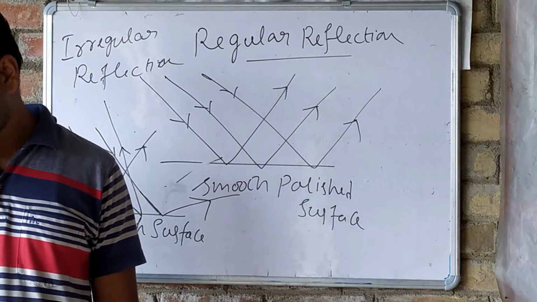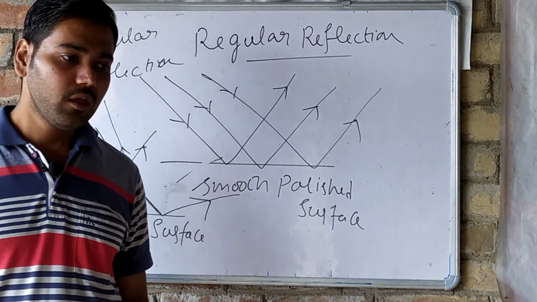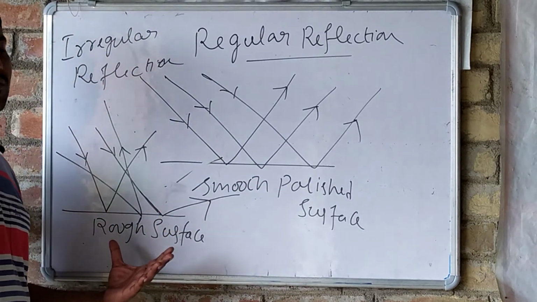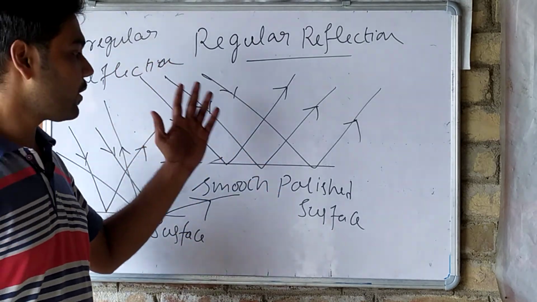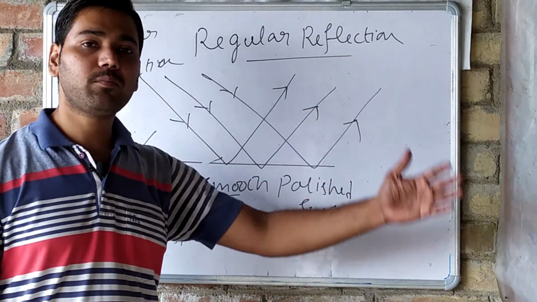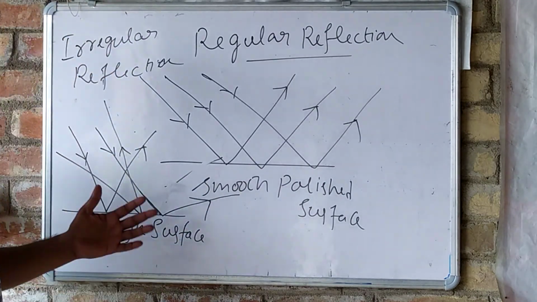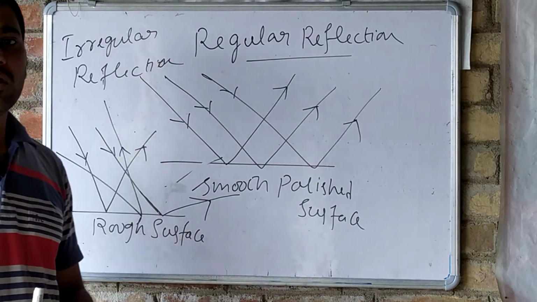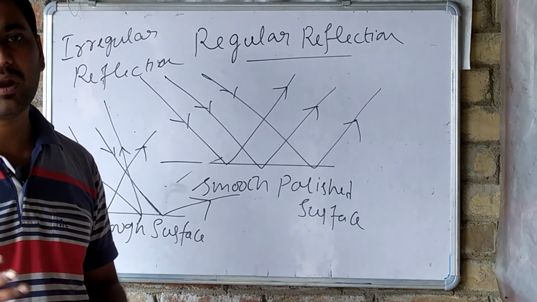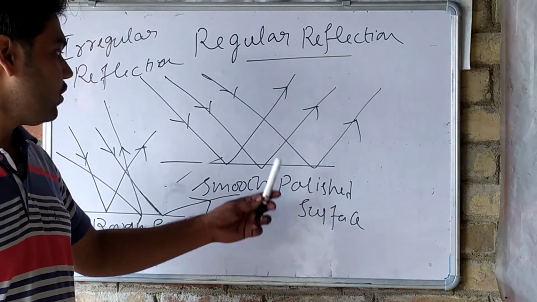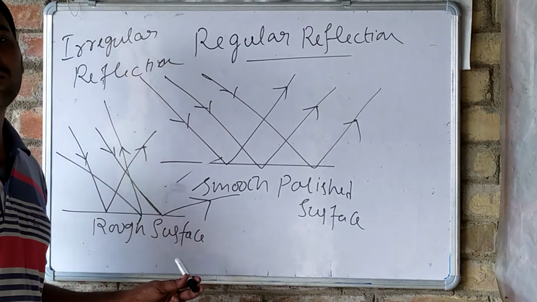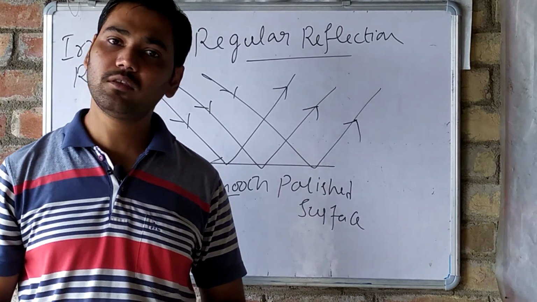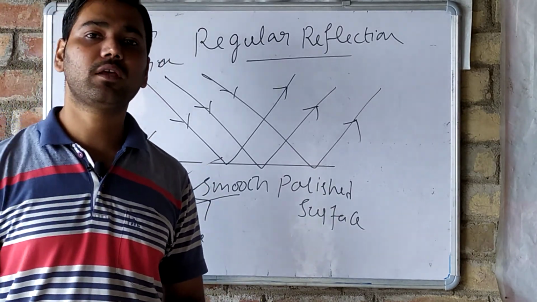These two topics are very easy. In regular reflection, we need to have a smooth polished surface. In irregular reflection, we need to have a rough surface. In a smooth polished surface, when a parallel beam of light after striking reflects parallelly, it is regular reflection. And in a rough surface, the rays of light after striking will bend in any direction, not in a parallel direction. So in irregular reflection, image formation is not possible, but in regular reflection, image formation is very much possible. Okay, so we will stop till here.